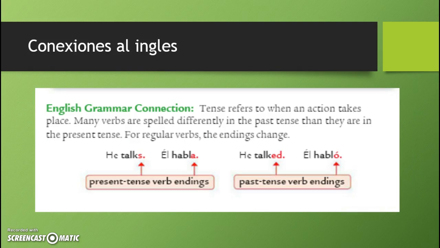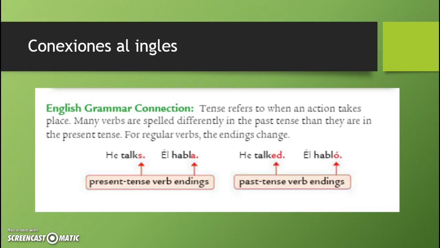Conexiones al inglés. Again, to connect this with English, tense, when I'm talking about a tense refers to when an action takes place. So we're talking about the past tense here. So many verbs are spelled differently in the past tense than they are in the present tense. So we have some examples here. So for regular verbs, the endings change. So here I have he talks, él habla in the present tense. Again, if I wanted to say in English, not he talks, but yesterday he talked, I almost always add that ed to my word. So s becomes ed.